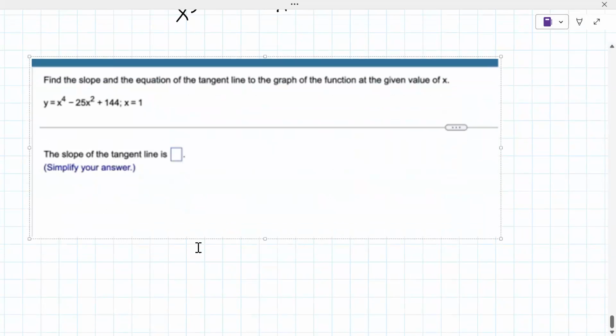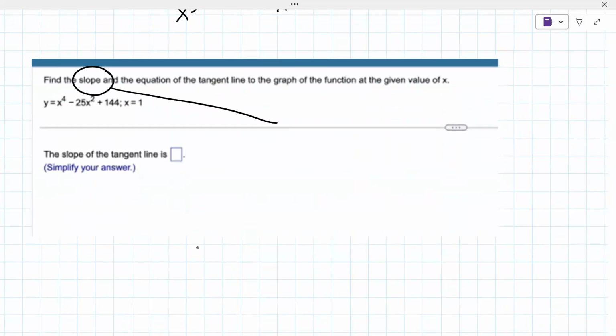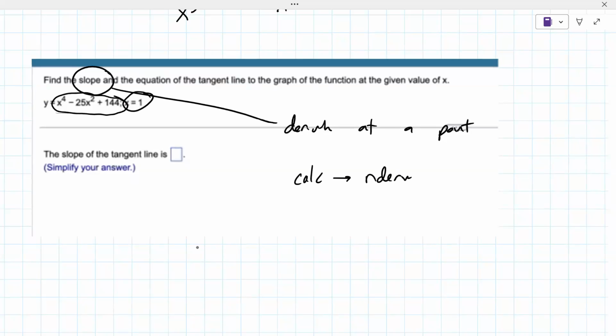Okay. Find the slope and the equation of the tangent line to the graph of the function at the given value of x. Whenever you see slope, slope is derivative at a point. What did we do in the last lesson for derivative at a point on the calculator? What did we use? nDeriv. So it's giving you the x value. You want to do nDeriv for that first part, please.